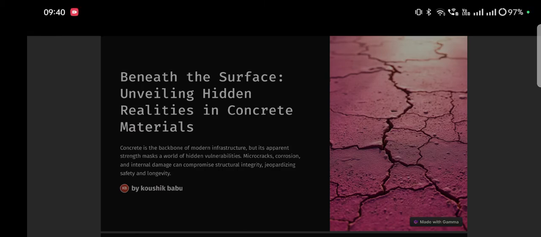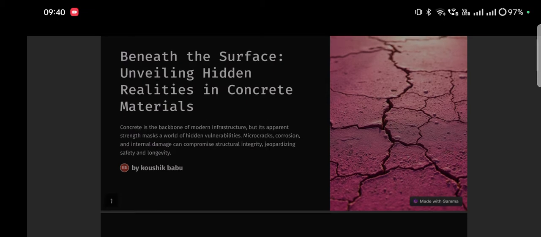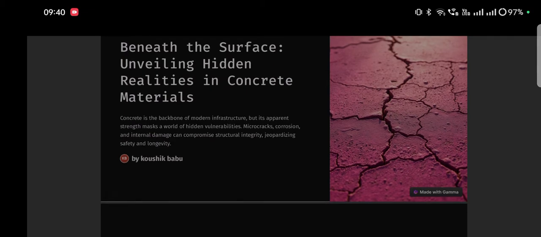Beneath the surface, unveiling hidden realities in concrete materials. Concrete is the backbone of modern infrastructure, but its apparent strength masks a world of hidden vulnerabilities. Microcracks, corrosion, and internal damage can compromise structural integrity, jeopardizing safety and stability.